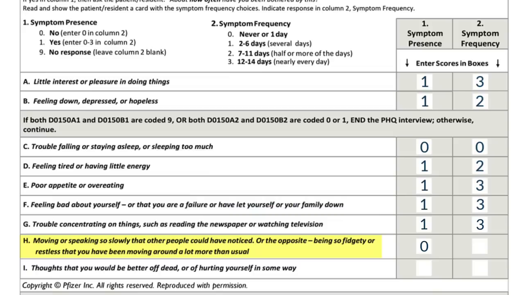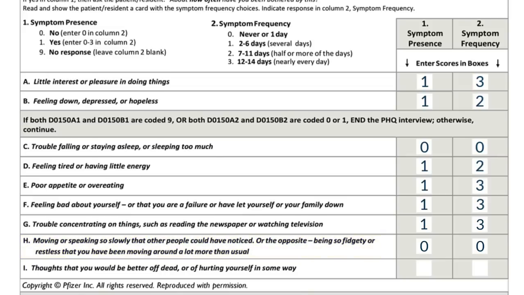The correct coding for Ms. Swanson's symptom frequency for D0150H2 is 0, never, or 1 day. For the coding instructions, enter a 0 in symptom frequency, column 2, if symptom presence, column 1, is coded with a 0.